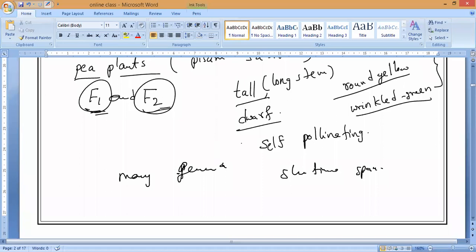So for pea plants, three reasons. One is that tall plants and dwarf plants are available, as well as round yellow seeds and wrinkled green seeds. Next, what is the second reason?